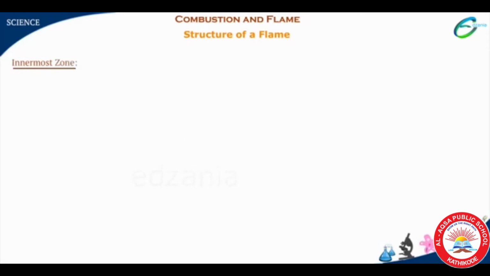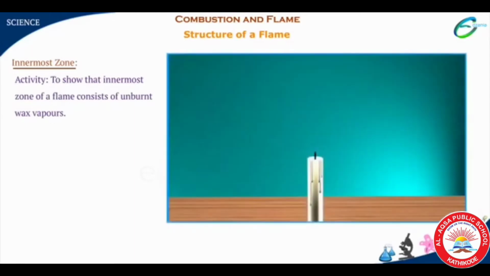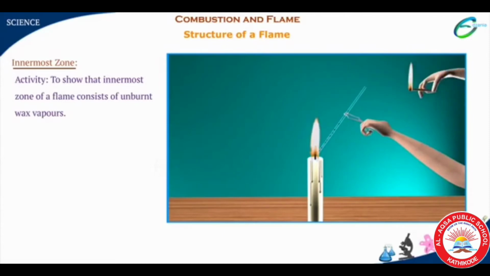Now we can do one activity to show that the innermost zone of a flame consists of unburned wax vapors. So take one candle and burn it with a matchstick. We have to introduce a glass tube to the inner part, that is to the black color of the candle. Bring a burning matchstick at the other end. Now we can see a flame there.